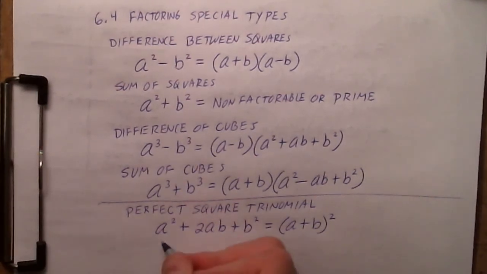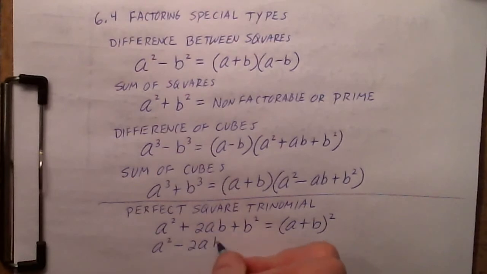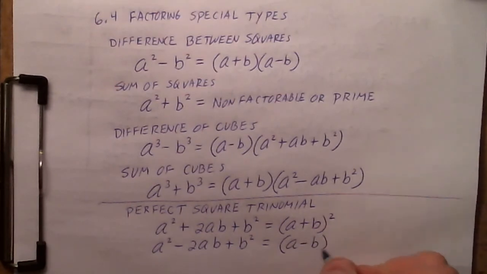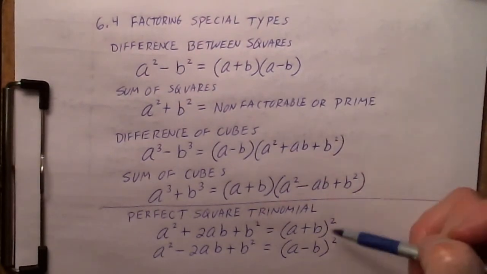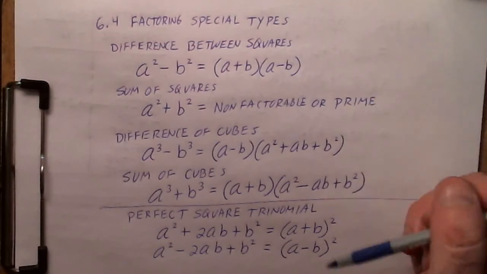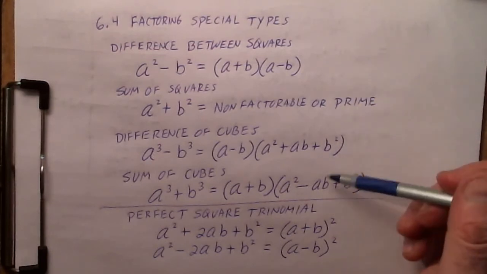On a similar note, if you have a perfect square trinomial like this, a squared minus 2 times a times b plus b squared, this would factor very similarly, but as a minus b quantity squared. And there you have it. These are the special form polynomials that are put under the microscope in section 6.4.